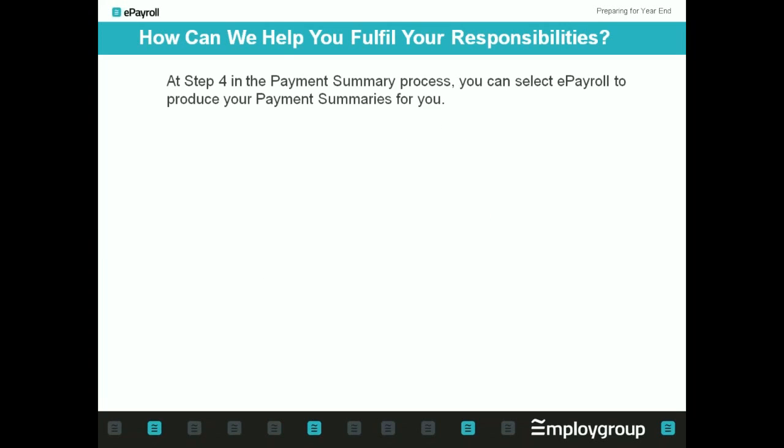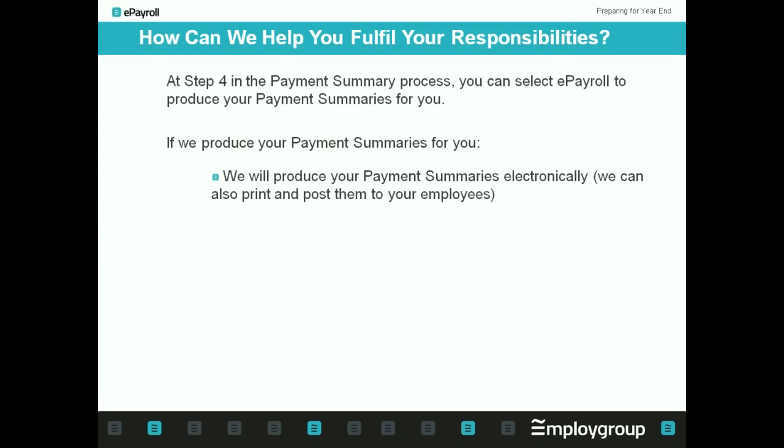Okay, at Step 4 in the payment summary process, you can select for ePayroll to produce your payment summaries for you. That's what most of our clients do. You can, of course, produce them yourself if you want to. If we produce your payment summaries for you, we will produce them electronically, so they'll be available online to any employee who has employee self-service access. We can also print and post the payment summaries directly to your employees if you'd like us to. There is an extra cost for that.